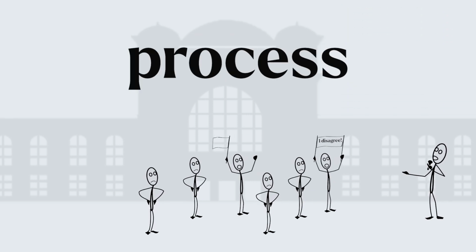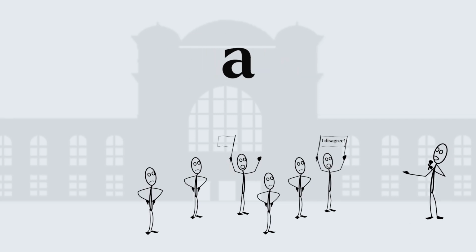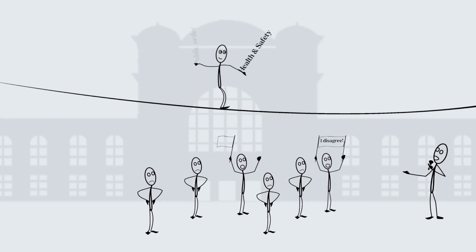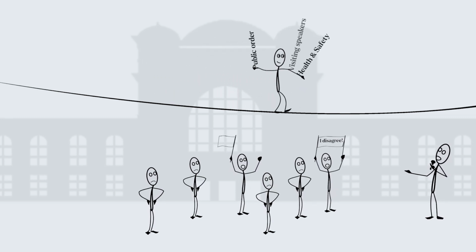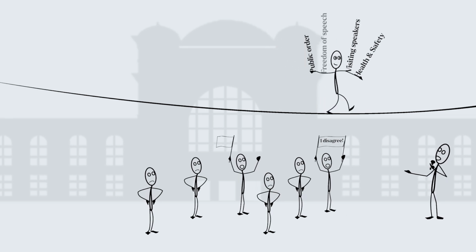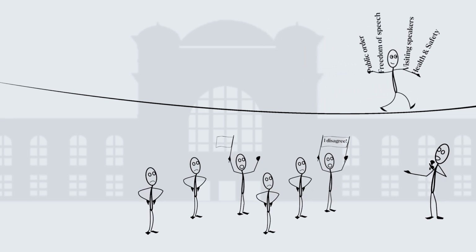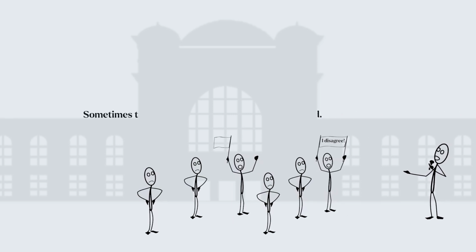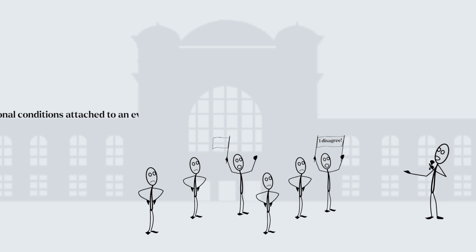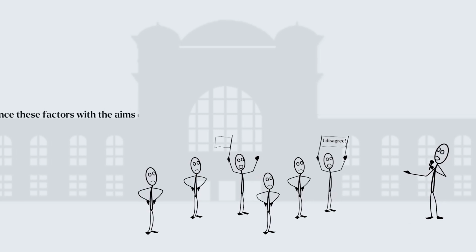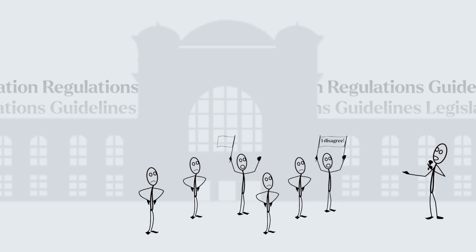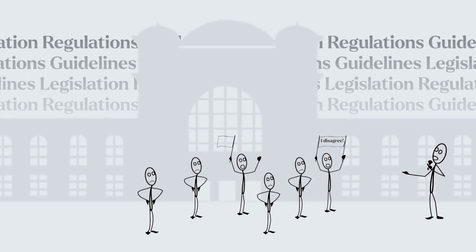The university has a process for groups to apply to hold an event like a protest or rally on campus. The university has to comply with its legal duties to ensure health and safety and public order, to consider any visiting speakers, and to protect everyone's right to freedom of speech under the law. Typically, the university enables all events to go ahead. Sometimes there might be additional conditions attached to an event in order to balance these factors with the aims of the protest. The university is subject to legislation, regulations, and guidelines to ensure that all lawful views are allowed to be expressed.